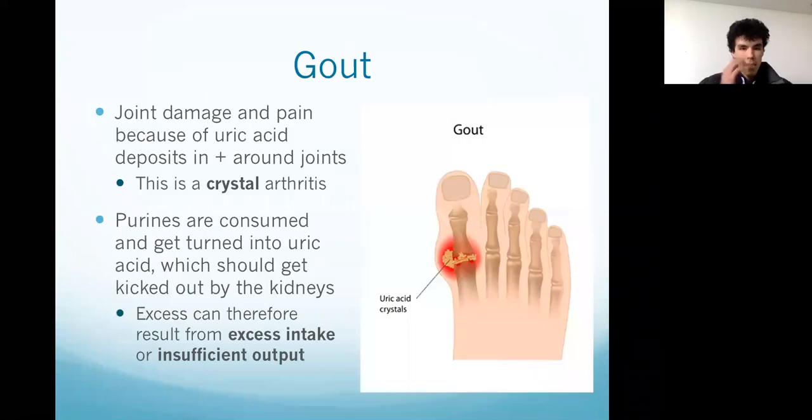Monoarthropathy, so gout. So what is it? It's essentially joint damage and pain because you've deposited a whole bunch of uric acid in and around your joints. So it's one of the crystal arthropathies. You only need to know of two.